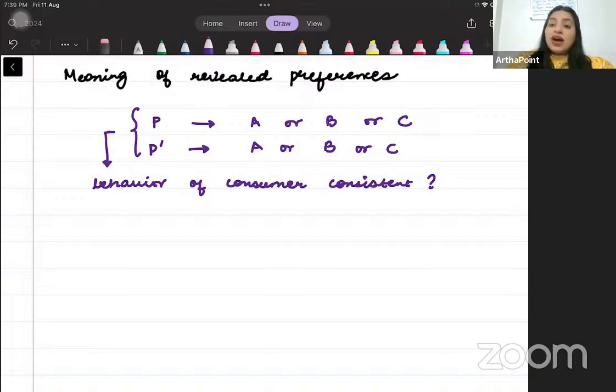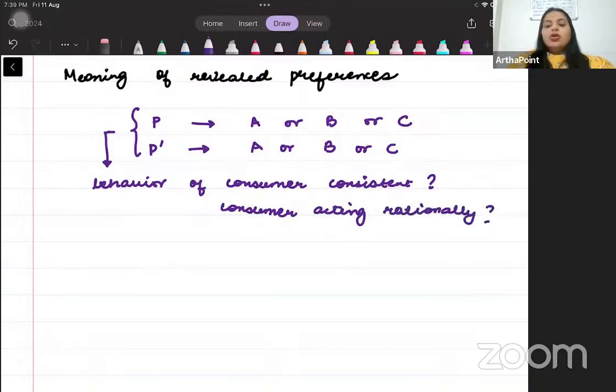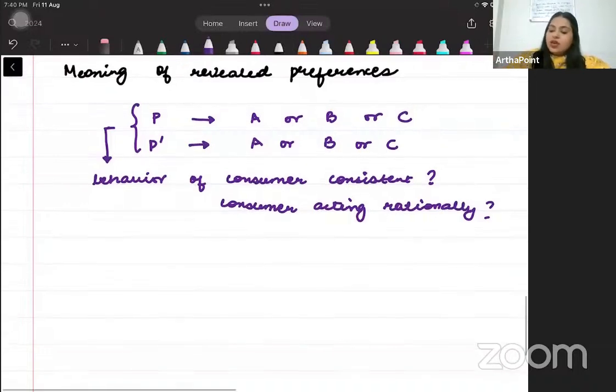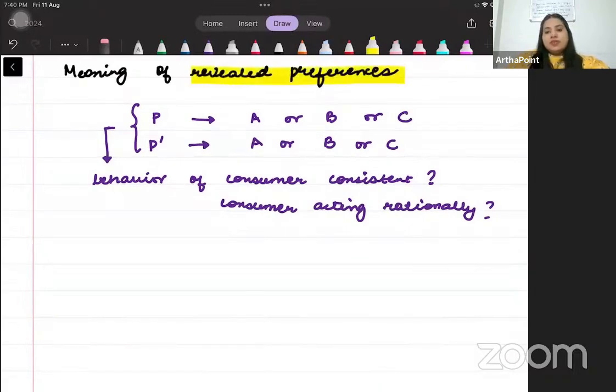In other words, you have to ask the question, is the consumer acting rationally? To question ye aata hai ki agar main bata doon ki is price pe ye prefer kar raha hai, doosre price pe kuch aur prefer kar raha hai, kya consumer rationally act kar raha hai ya nahi kar raha hai? Is the consumer acting rationally or not? That is what you have to answer. So what is revealed preference, beta? Revealed preference basically tells you the preferences that the consumer has from different price bundles. To ek consumer ki alag-alag prices pe kya-kya preferences rahengi, usko padhna hi concept of revealed preference hai. That is what revealed preference is.